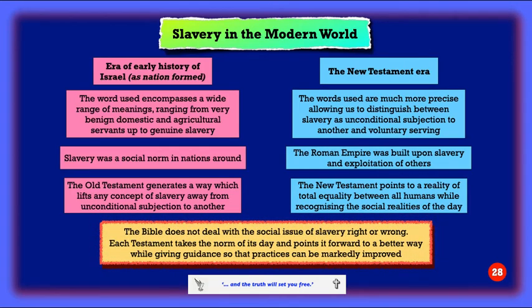It doesn't deal with, is it right or wrong? It couldn't. The people at the time knew no other way. But it takes the norm of its day and it points it forward to a better way. And it gives guidance, practical guidance, to improve things. Let's interpret the Bible in that way.